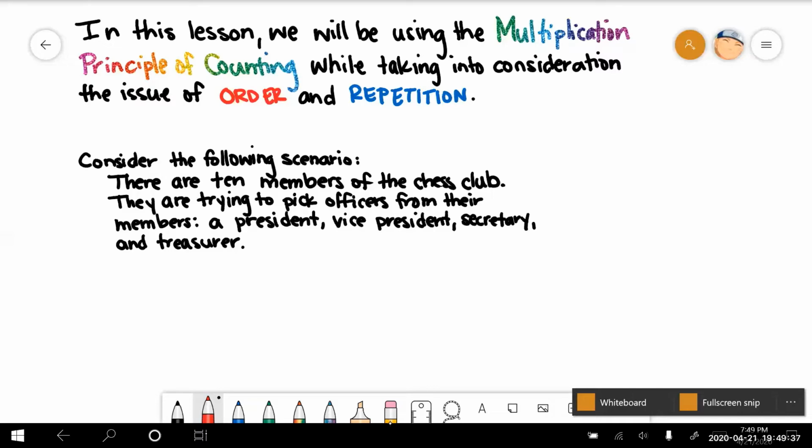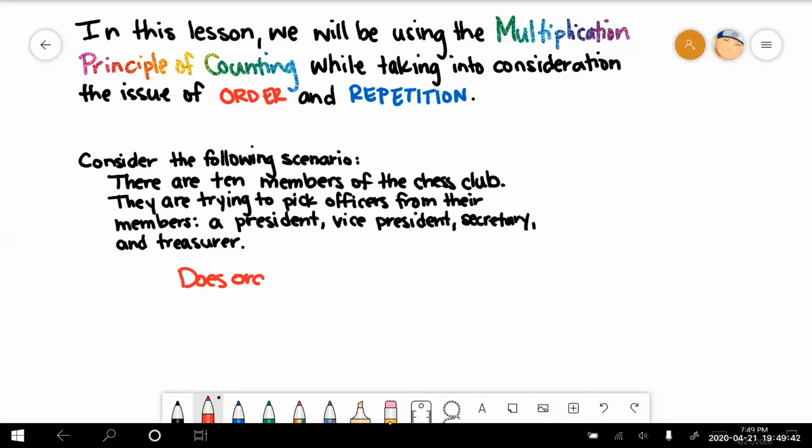When we have a scenario, we're going to ask 2 questions. Does order matter? And we're also going to ask ourselves, is repetition allowed? Okay, so let's look at the following scenario. We've got 10 members of the chess club, and they're trying to pick officers from their members. So we need a president, a vice president, a secretary, and a treasurer.